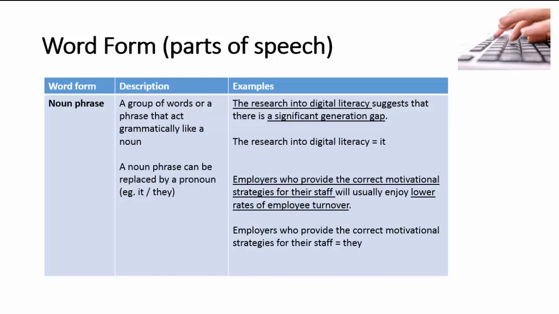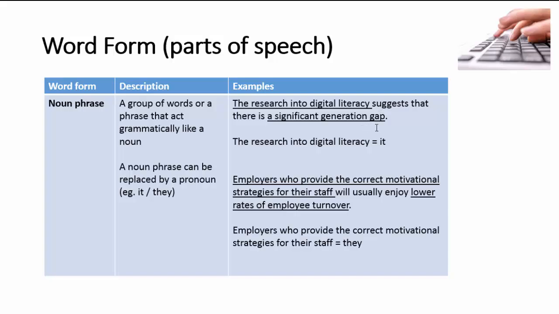If we talk about another common form of language that we use, we actually talk about these noun phrases. And a noun phrase is a group of words or a phrase that act grammatically like a noun. So what do we mean by this? Well, if we look at the example, the research into digital literacy, so that's the subject. That's 5 words there. The research into digital literacy suggests, which is the verb, that there is a significant generation gap.